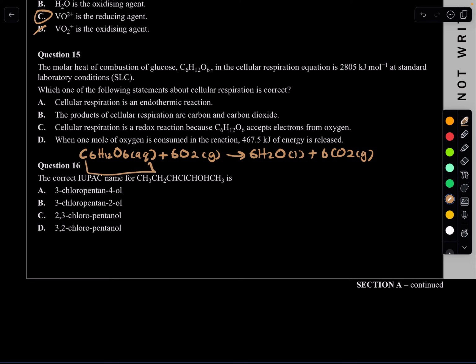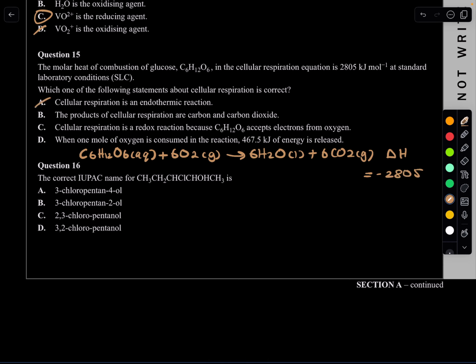This is your fuel. This is your oxygen reactant. Your enthalpy change is less than 0. It's a negative, and they actually gave it to us. Let me write it. ΔH is equal to negative 2805 kilojoules per mole. So not that one.